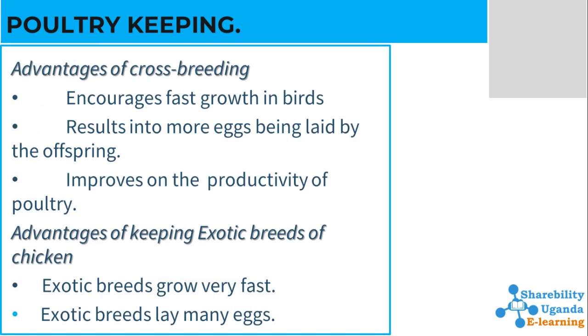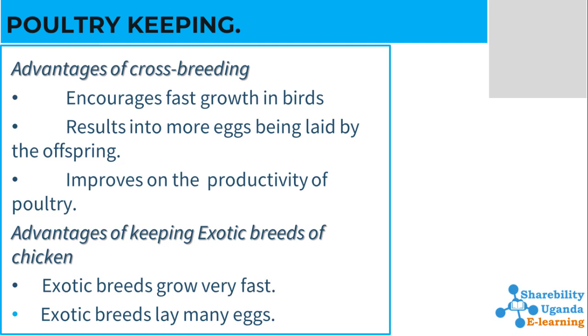Advantages of crossbreeding. Crossbreeding encourages fast growth in birds. Crossbreeding results in more eggs being laid by the offspring. Remember we said a local breed gives fewer eggs as compared to exotic breeds. So when they are crossbred, at least the offspring will give an increased number of eggs compared to the original breed. It improves the productivity of poultry.